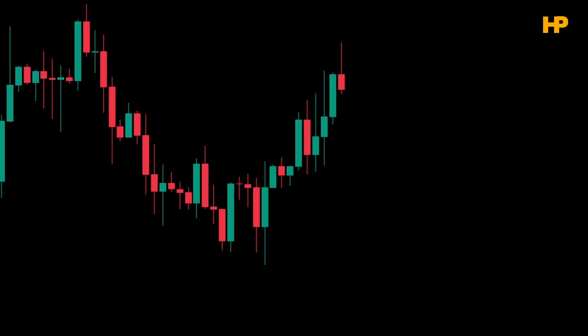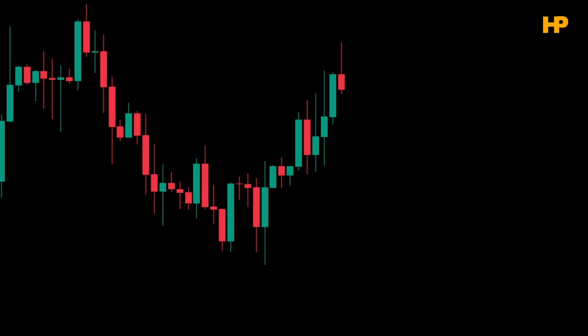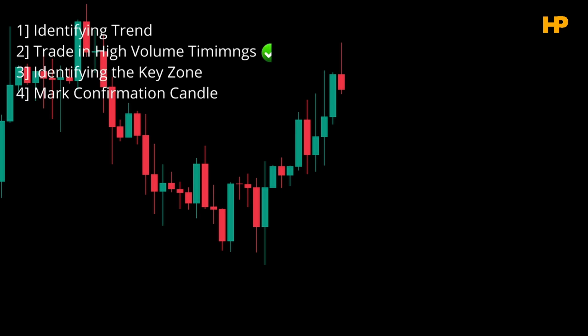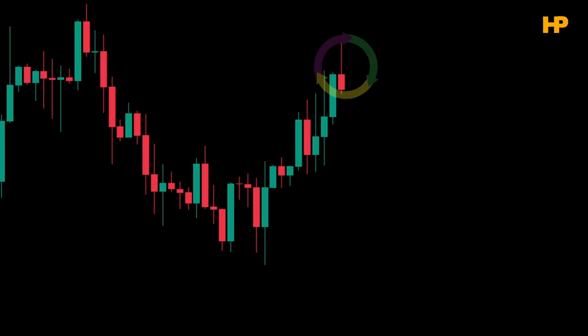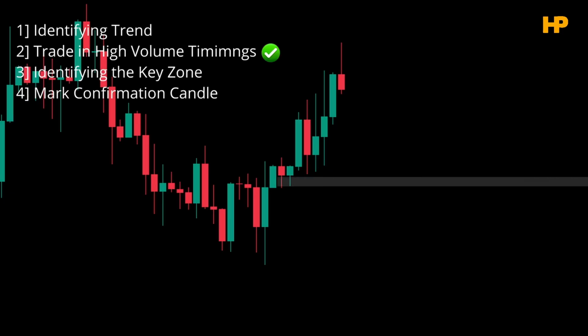Let me know the trend of the market by commenting below. So in this example, the first rule is you have to identify the trend. This is at the London-New York overlap, so the second rule is satisfied. See here, this is an exhausted candle in a downtrend. On a 15-minute chart, a support zone forms in a downtrend. So the third rule is also satisfied.